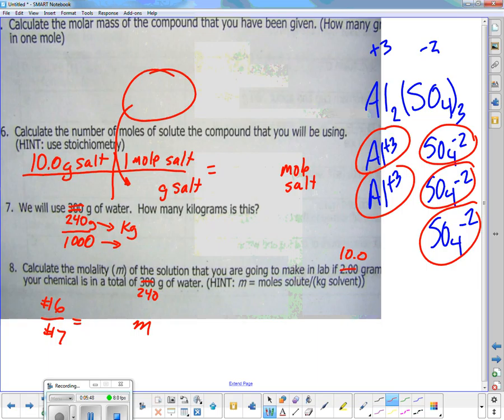Okay? And this you're going to put on your data table 2, on your row, not column. Okay?